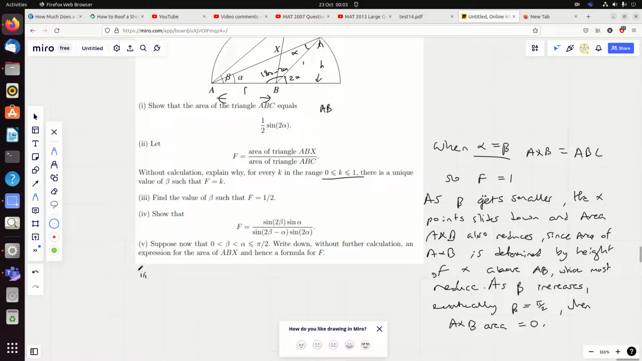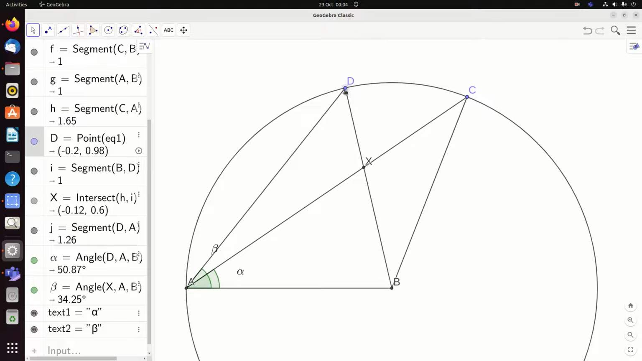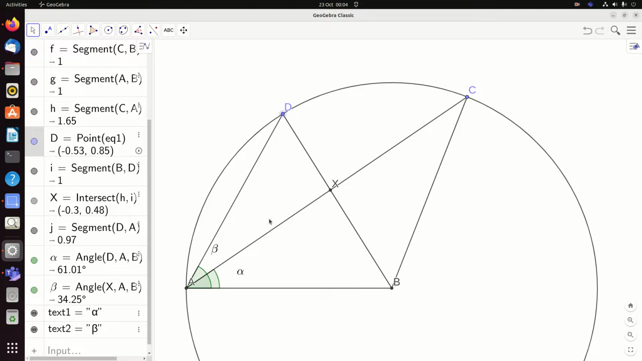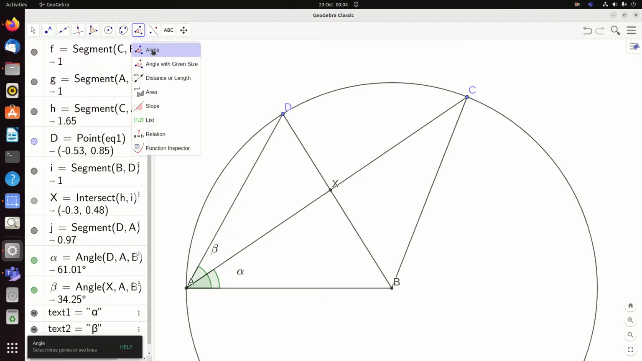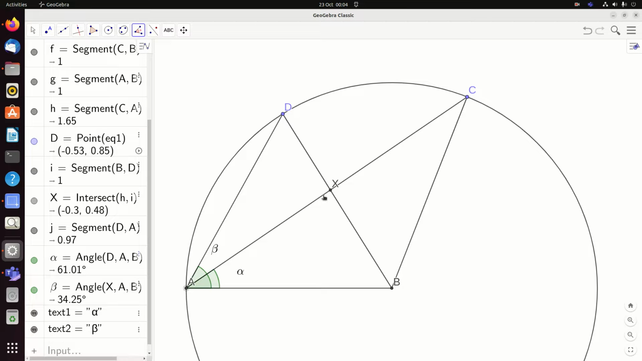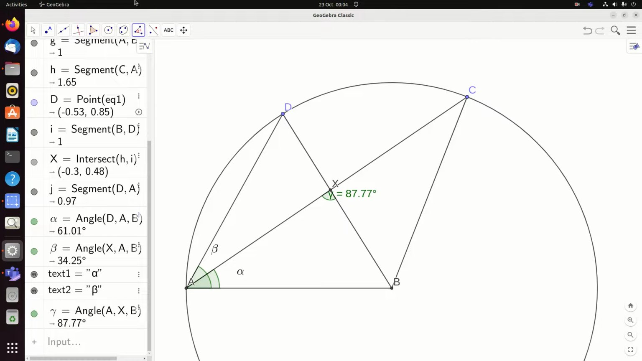Okay, part 3. Find the value of beta such that F equals a half. Well, this isn't too bad either. If I can just go back to my GeoGebra thing for 1 second. Obviously the area is going to be a half when that is at right angles, and I mean AXB here. Let's see if I can get a right angle on here. AXB needs to be as close to 90 degrees as possible. Well, it needs to be 90 degrees, but when I'm doing it with my hand, it may not get to 90 degrees.